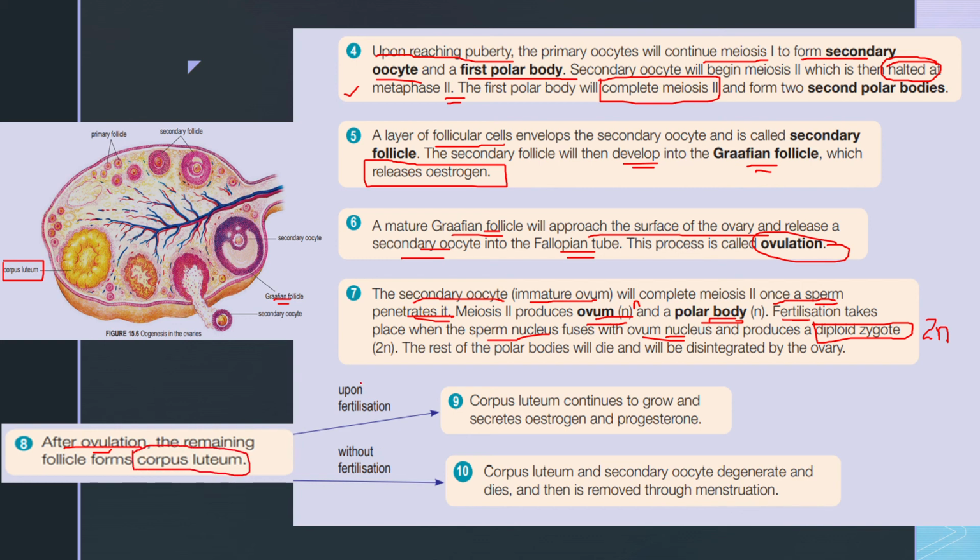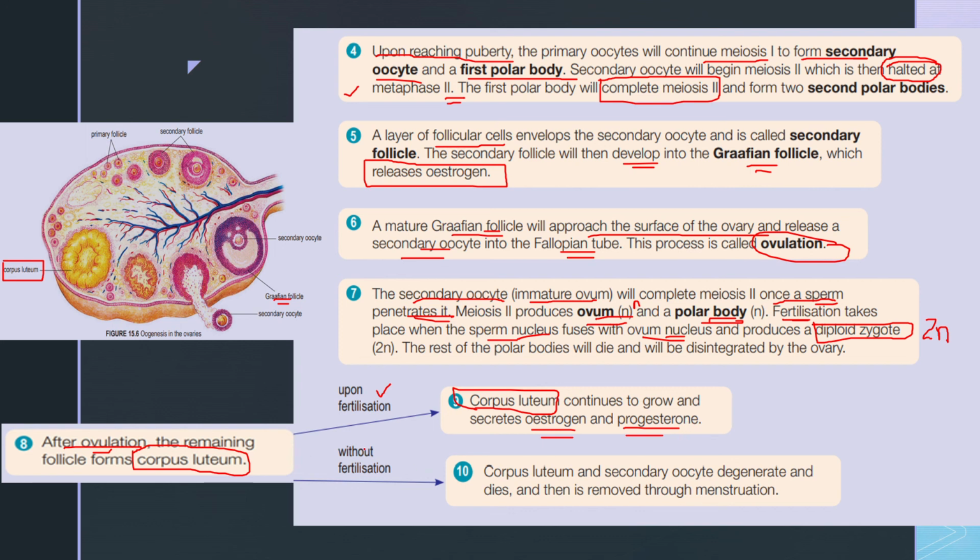Why? Because upon fertilization, this will continue to grow, this structure, this corpus luteum. Why? Because it is responsible to secrete estrogen, to make sure that the level of estrogen is high, as well as progesterone. Okay, because this ensures the thickening of the walls of the endometrium.